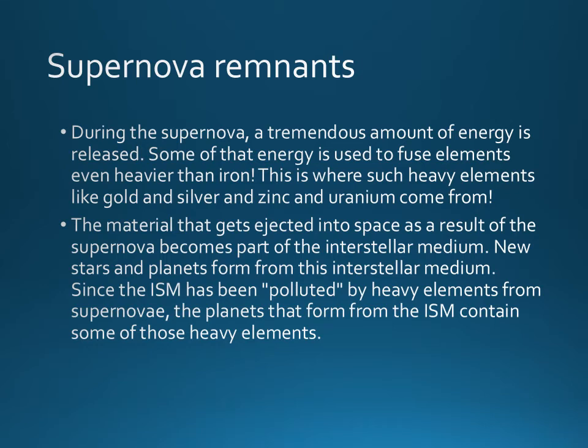During the supernova, a tremendous amount of energy is released. Some of the energy is used to fuse elements heavier than iron. This is where such heavy elements like gold, silver, zinc, and uranium come from. The material gets ejected into space as a result of the supernova and becomes part of the interstellar medium. New stars and planets form from this interstellar medium. Since the interstellar medium has been polluted by heavy elements from supernovae, the planets that form from it contain some of those heavy elements.